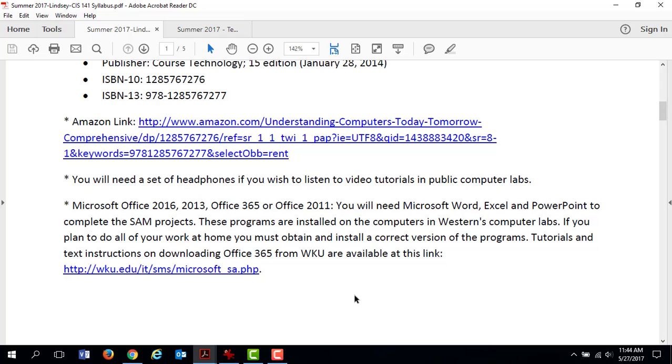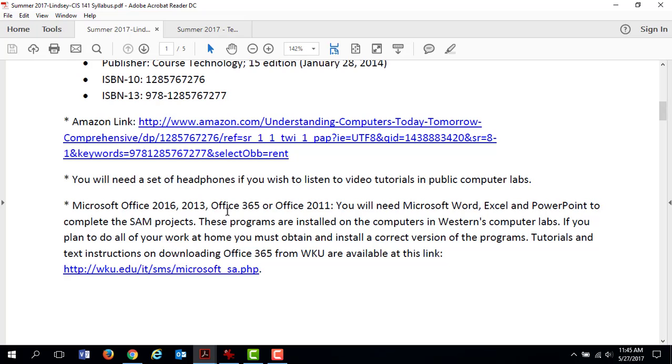If you're going to work from home, if you're going to work on your own computer, you need to have Microsoft Office, some version of it. And there are various versions listed here, Microsoft Office 2016 all the way through Office 2011. Depending on what kind of computer you have, depending on which version of Office you may have, these will work for the SAM projects, which I'm going to ask you to complete.